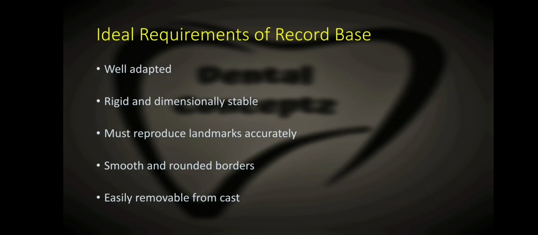The ideal requirements of a record base should be well adapted to the oral tissues and the cast. It should be rigid and dimensionally stable. It must reproduce all the anatomical landmarks accurately. The border should be smooth and rounded so they do not injure the oral tissues, and it should be easily removable from the cast.